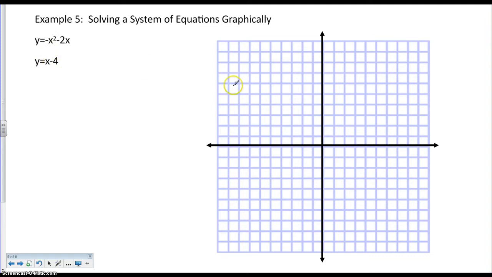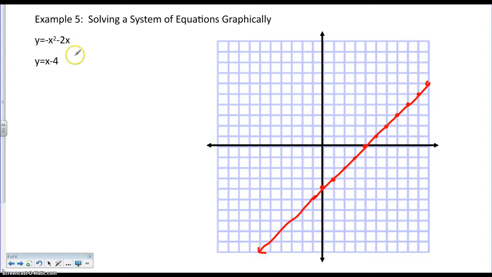So if I graph y equals x minus 4, I know that the y-intercept is at negative 4, and my slope is 1. So I'm just kind of sketching my line here. Line's the easiest one, so that's why you do it first, right, guys?